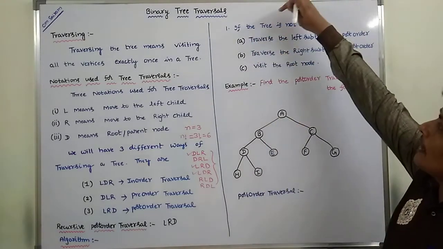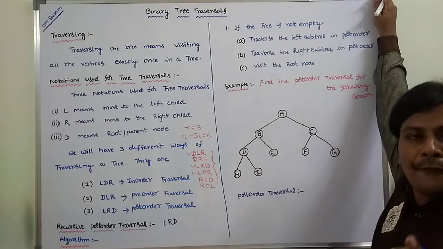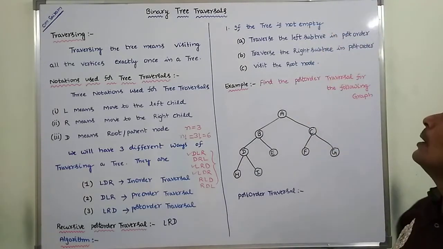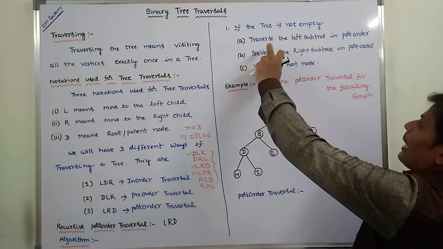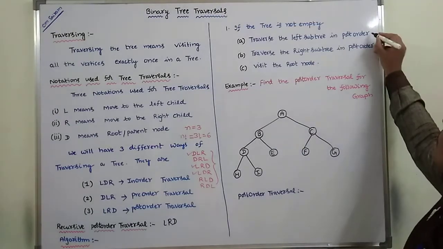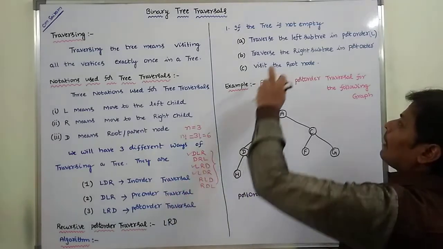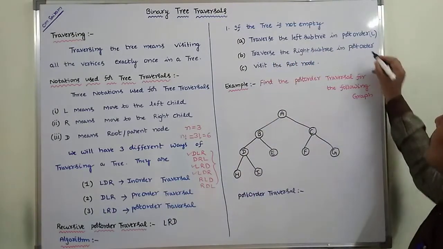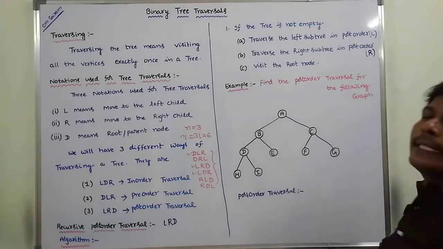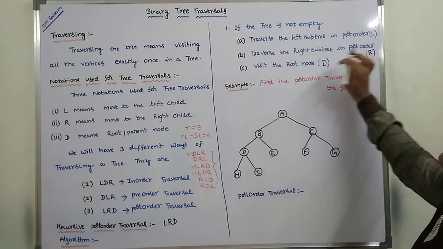First step, if the tree is not empty, that means the tree contains some number of nodes or vertices. So now this condition is true, then go to point A, traverse the left subtree in post order fashion. So this is L. Next one is R, traverse the right subtree in post order. Next one is D, visit the root node. So now L, R, D.